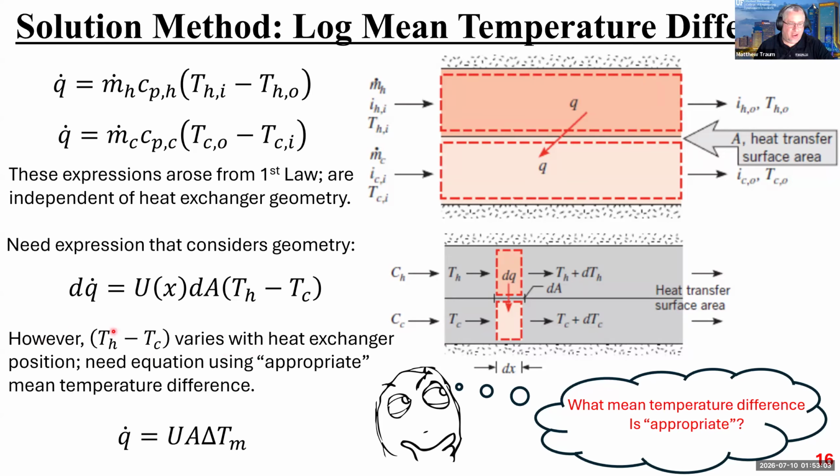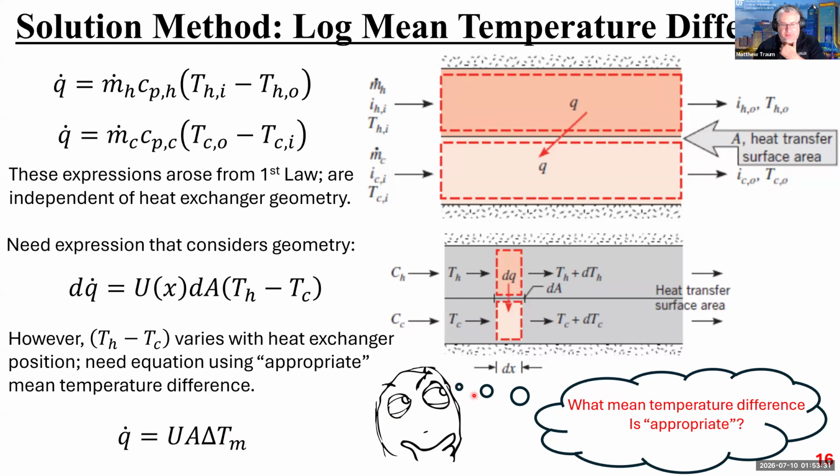So I say here, however, TH minus TC varies with heat exchanger position. Therefore, we need an appropriate mean temperature difference. It turns out that the appropriate mean temperature difference is just this one. So rewriting my original equation and representing this representative temperature difference as delta T sub M for now, M for mean.